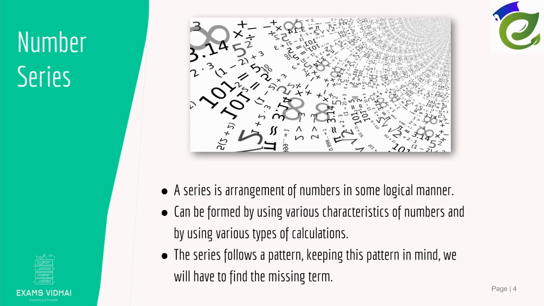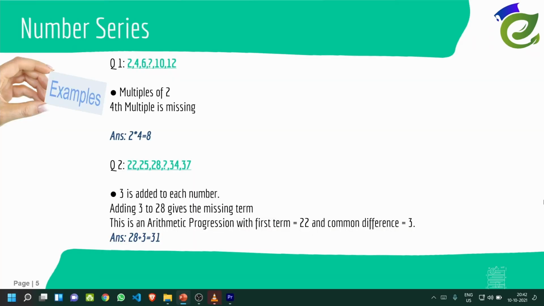We will be given some terms that will follow some pattern and some terms will be missing. So we'll have to find the missing term by following those patterns. Now let's see some problems. Question number 1. We are given some terms: 2, 4, 6, question mark, 10, 12. So we have to observe the pattern and see what goes in the question mark.